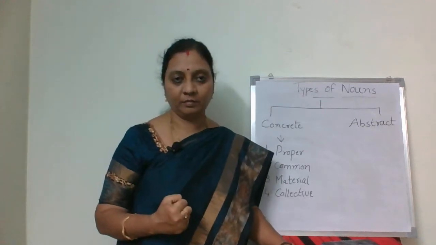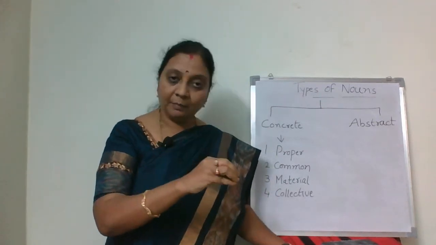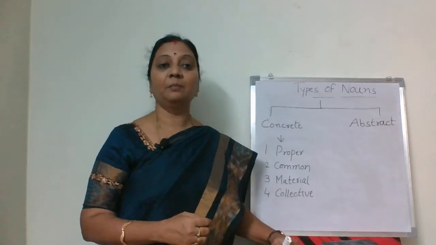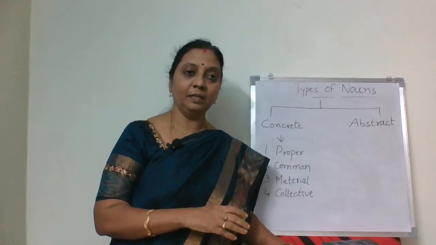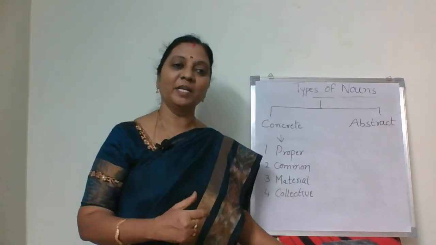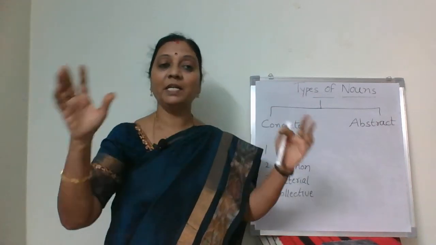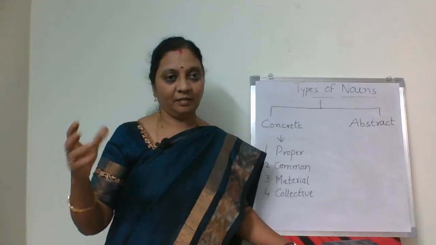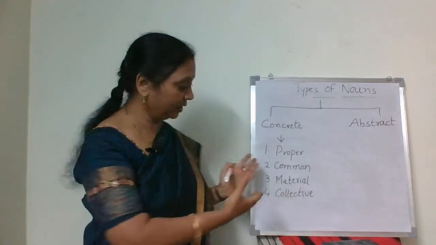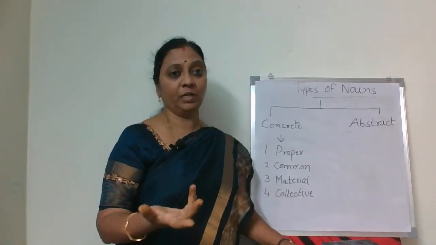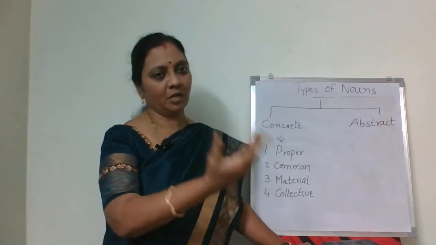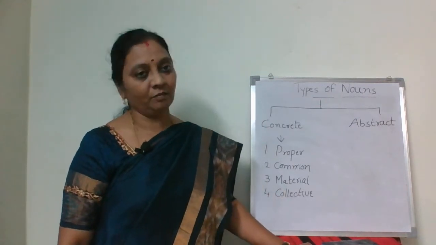Coming to material nouns. Material nouns are the names of metals or materials out of which the things are made. This table is made of wood. Table, common noun, wood, material noun. This chain is made of gold. Chain, common noun, gold, material noun. This building is made of cement, iron, and steel. Those are all materials. Usually the material nouns we get only in singular, even proper nouns also we get singular only. Whereas common nouns you have both singular and plural: cow, cows, dog, dogs.